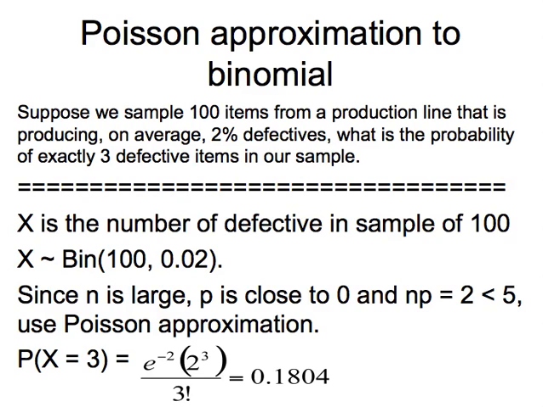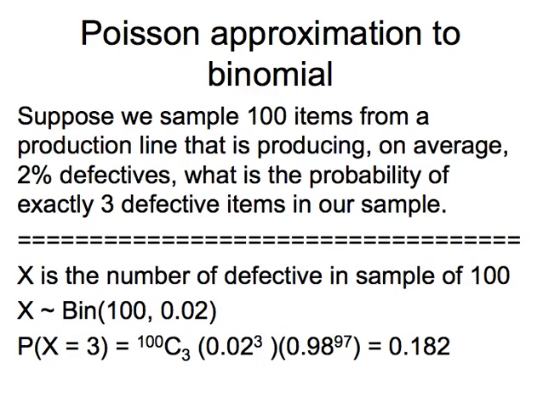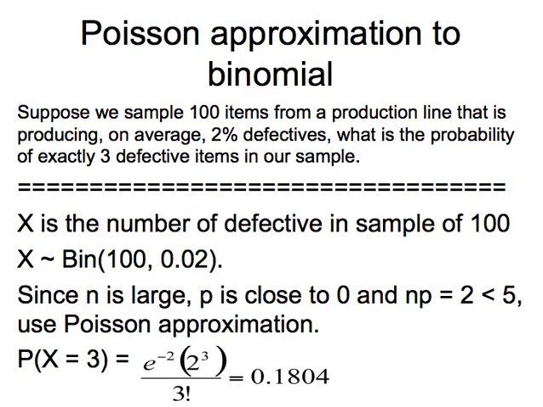Lambda is going to be equal to n times p, which is 2. So e to the minus 2, 2 to the third power over 3 factorial gave us 0.1804. And notice when we worked it out binomial, it was 0.182. So a very close approximation. Now if you're going to use the Poisson approximation to a binomial situation, you have to justify its use and say n is large, p is small, and n times p is less than 5. You have to justify it.